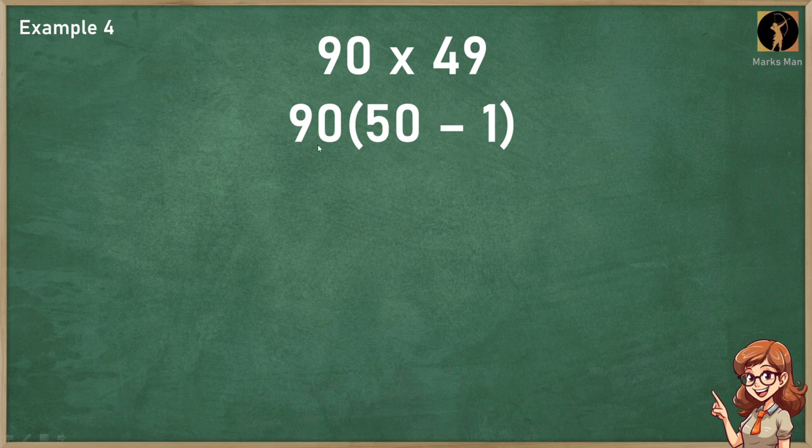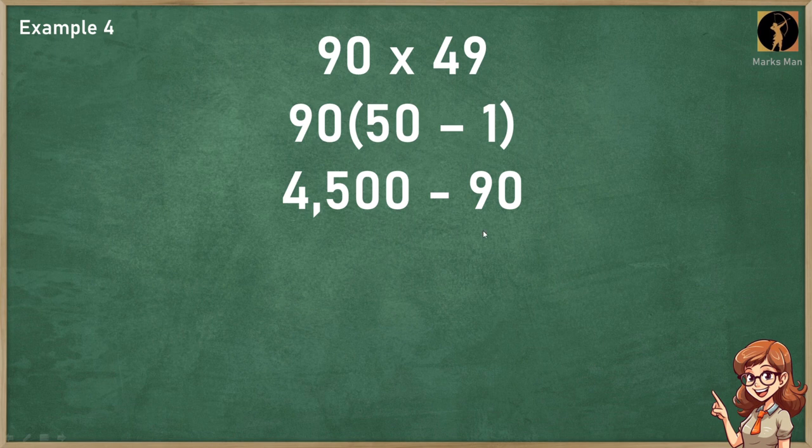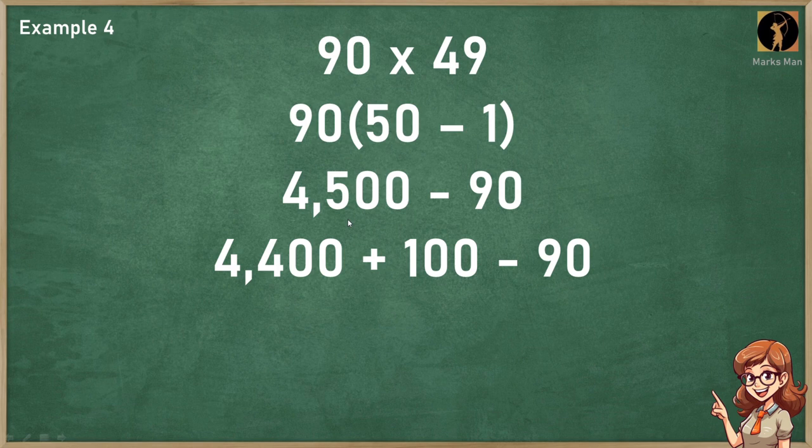So, 90 times 50, that is 4,500. And then 90 times negative 1, that is negative 90. And then, to subtract this easily, you can get 100 from 4,500. So it becomes 4,400 plus 100 minus 90.